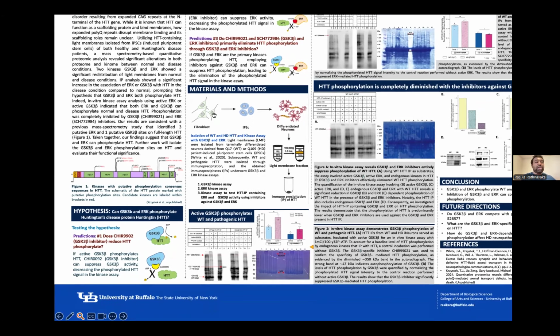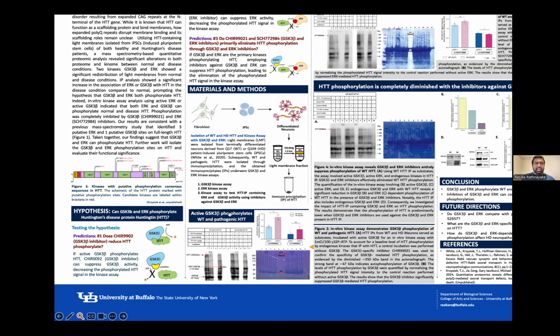Here we used human fibroblasts collected from Huntington's disease patients and healthy individuals. Then we differentiated them into neurons, and then we isolated the light membrane fractions by density gradient centrifugation. Next, the Huntingtin protein and associated proteins were isolated by immunoprecipitation, and then those immunoprecipitated Huntingtin protein and protein complexes were analyzed by kinase assay.